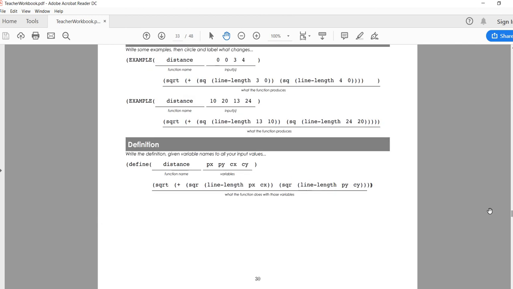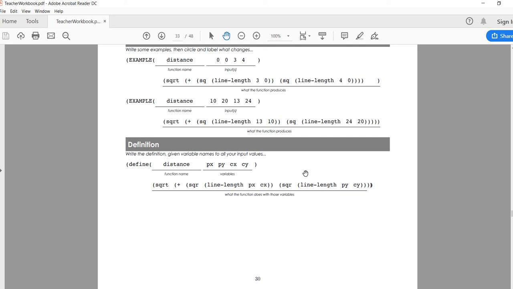Right here, we have the distance being player X, player Y, and then danger X, danger Y. That C stands for a character. So again, we're going to figure out the length of the line between the player's X value and the character's X value, and the line length between the player's Y value and the character's Y value. Square both of those, add them together, and take the square root. Essentially, we're using the Pythagorean theorem.